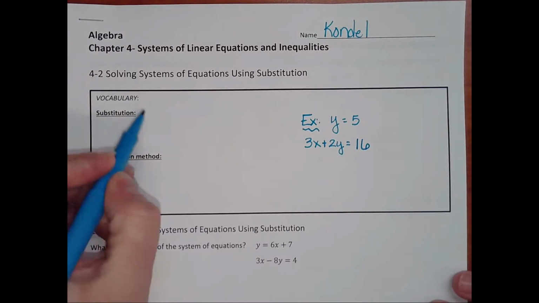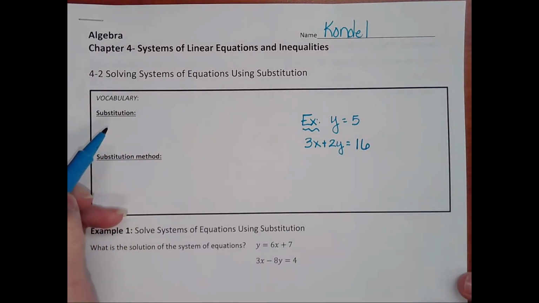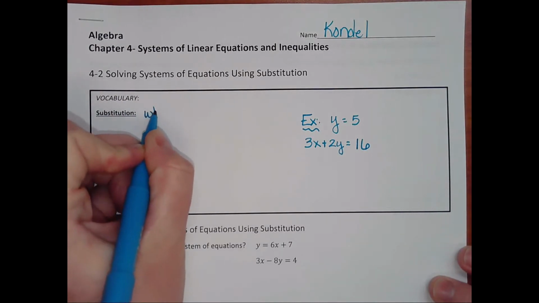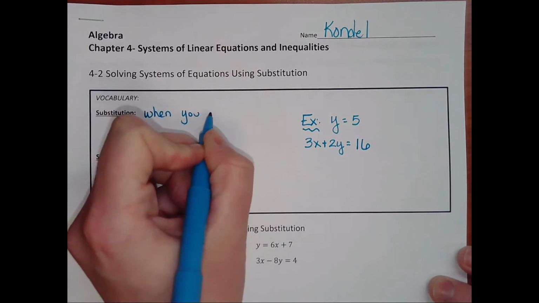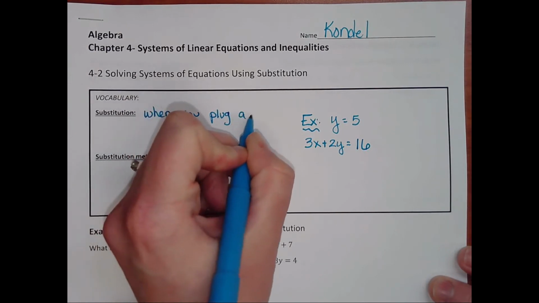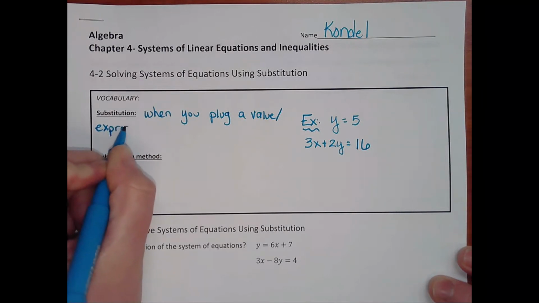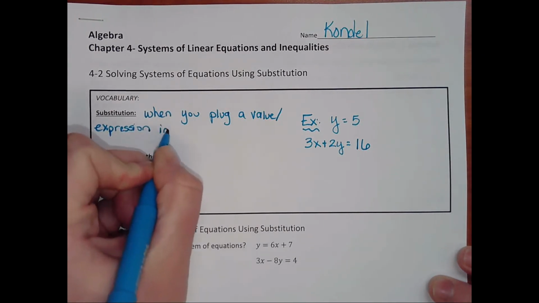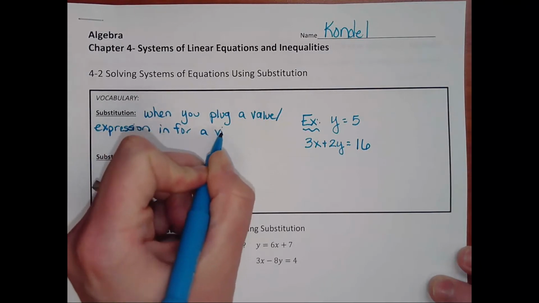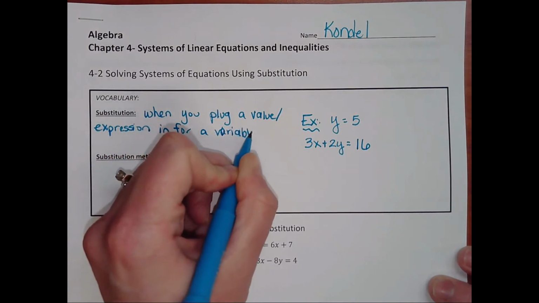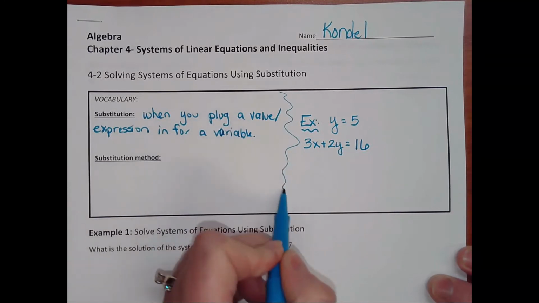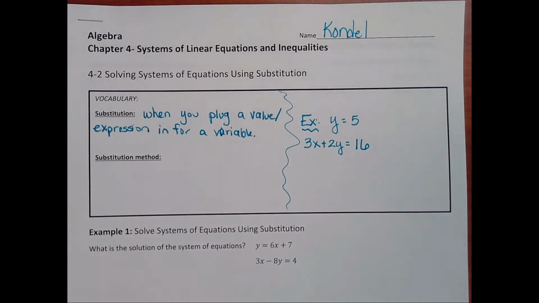So substitution is basically what we did in our function unit. Substitution is when you plug a value, or in our case today, expression, in for a variable. So we are going to be taking a number or an expression, so like x plus 5, and we're going to be plugging it in for another variable. Plugging in is the same thing as substitution.